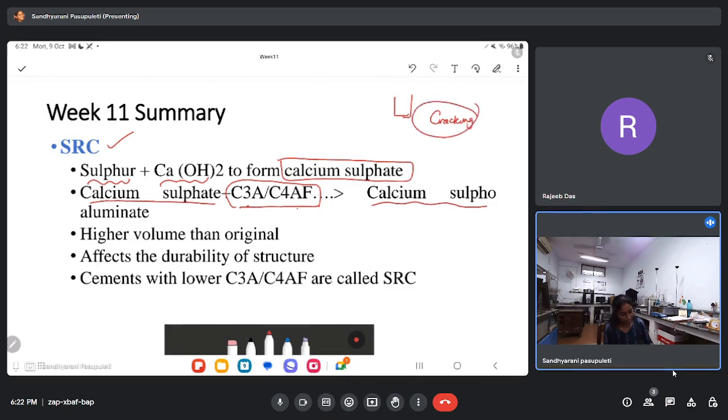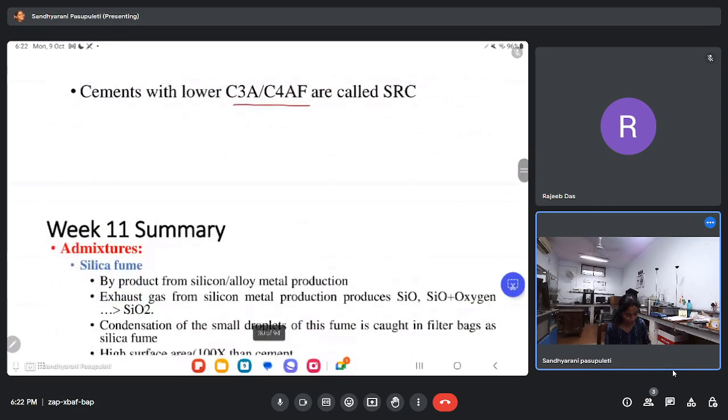So in order to avoid that cracking, the main purpose is that we have to reduce the calcium hydroxide that is present. Otherwise this would affect the durability of the structures. As we have discussed, this calcium sulfate, formed from the calcium hydroxide, usually reacts with the C3A and C4AF. So any cement having a lower percentage of C3A and C4AF, we can call sulfate resistant cement.